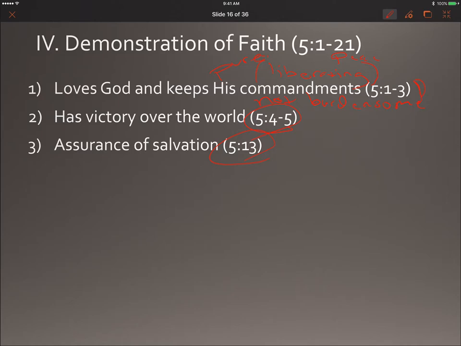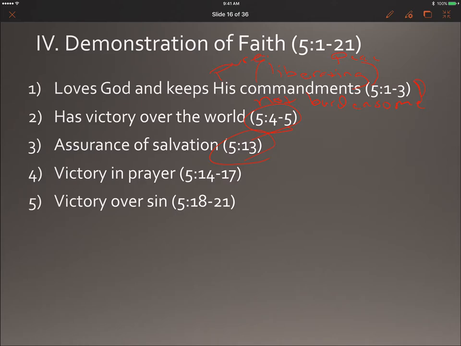Of course, there's victory in prayer, in verses 14 through 17. Now, this is the confidence that we have in him, that if we ask anything according to his will, he hears us. Okay. Victory over sin. If you have victory in prayer, you will have victory over sin.